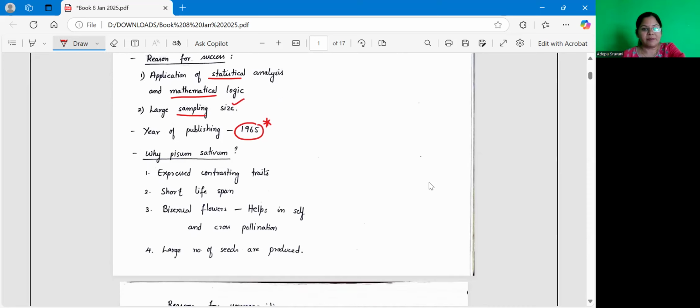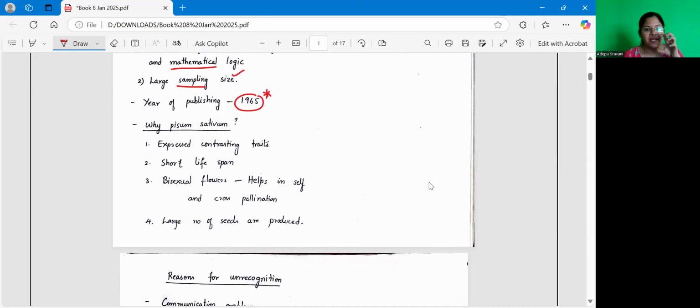Now, why Pisum sativum? See, Pisum sativum made Mendel lucky. So what were the advantages of selecting Pisum sativum that we are going to learn here? There are 4 advantages. First, the Pisum sativum expresses contrasting traits. What do you mean by contrasting traits? If you consider any character, for example, the height of the pea plant, we can have either tallness or dwarfness. The pea plant will be either tall or dwarf.